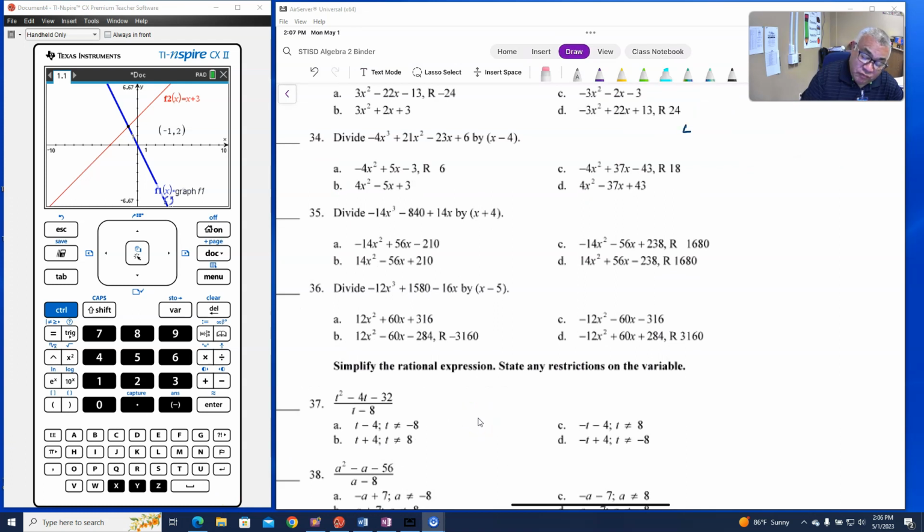For 34, we're going to have 4 as what we're dividing by. It's x minus 4. List the coefficients. You have -4, 21, -23, and 6. Bring down the -4. 4 times -4 is -16. 21 plus -16 gives you 5. 4 times 5 is 20.